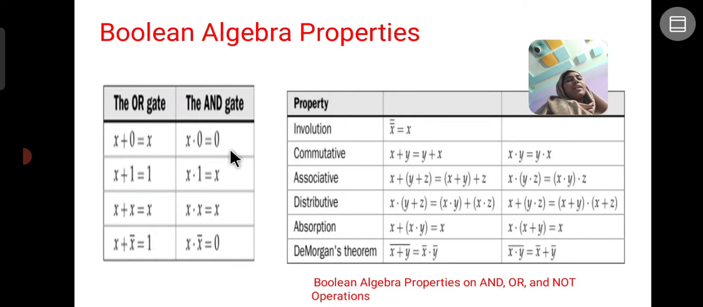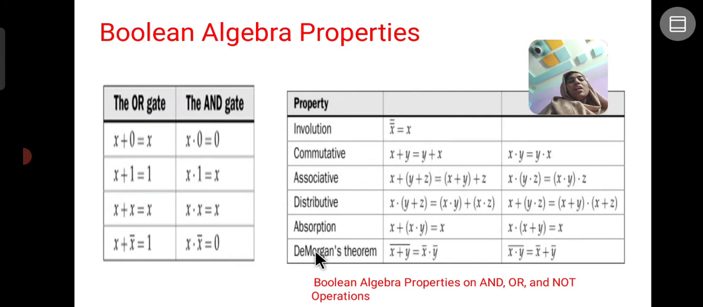So next is the AND gate. X dot is nothing but the AND. So x dot 0 equal to 0, x dot 1 equal to x, x dot x equal to x, x dot x bar equal to 0. These four are ANDing. So next, these are the properties, as I discussed. So x double bar equal to x, and the commutative law.